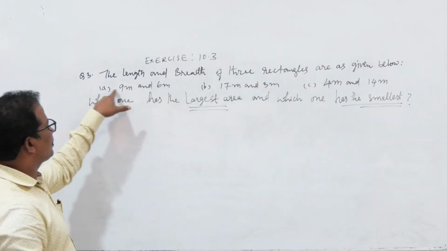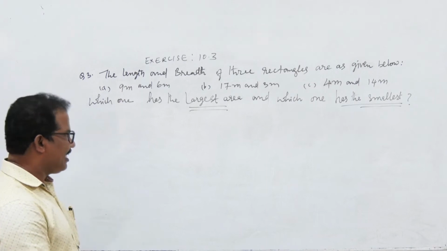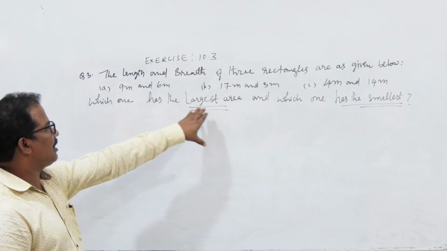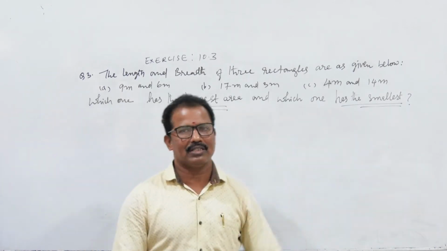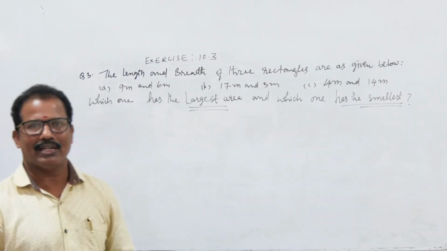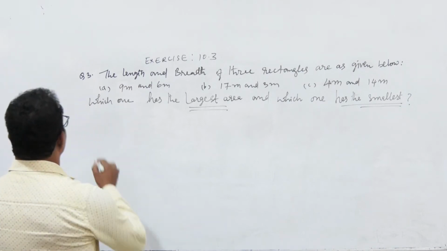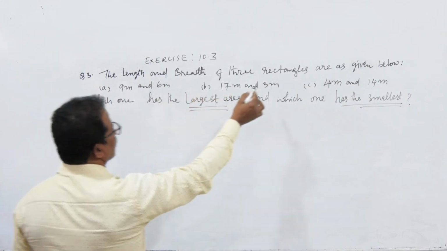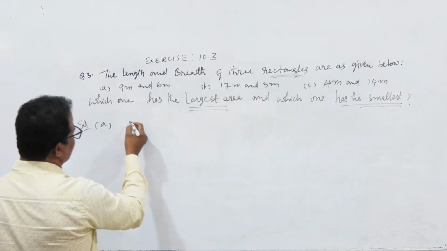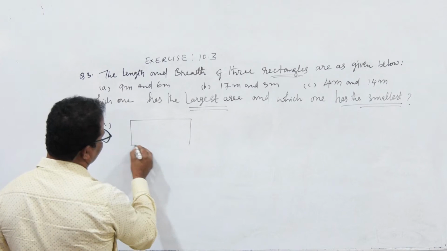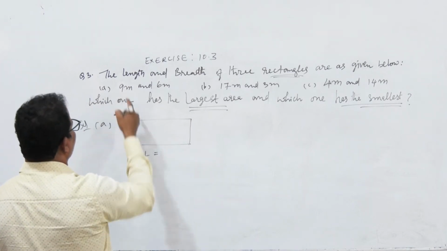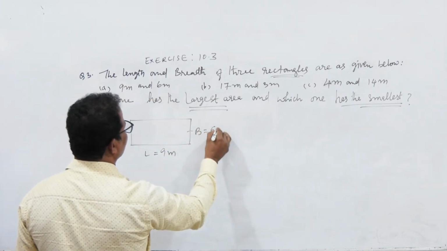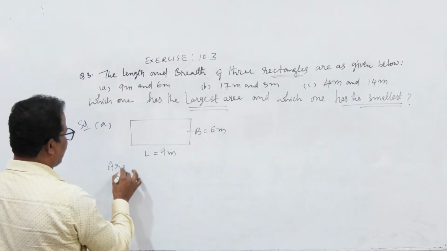So out of these 3 figures, we need to find the areas first. After finding the areas, we have to compare which one has the largest area and which one has the smallest area. For that, what to do? We have to find the areas of the 3 rectangles. So in the solution, for A, because these figures are rectangles, we draw a rectangle here. The length is how much here? 9 meter. And the breadth is how much here? 6 meter. So we can find the area.